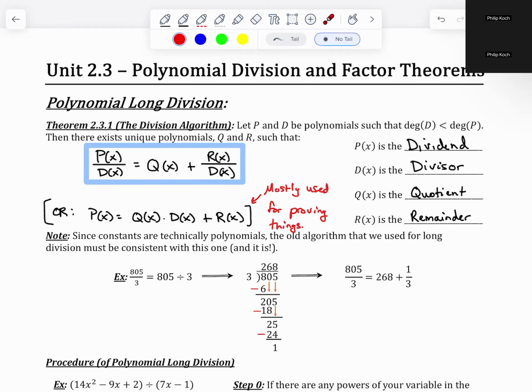Then you ask yourself, how many times does 3 go into 2? It doesn't go into 2, so you have to look towards the next digit. It goes into 20 6 times, because 6 times 3 is 18. You put that down below, take the subtraction, and then bring down again. You repeat this process until you get down to a 1. Then you ask yourself, how many times does 3 go into 1? It doesn't, and there's no other digits to look at, so we're done. That's the remainder. So the 268 is your quotient, and 1 is your remainder.